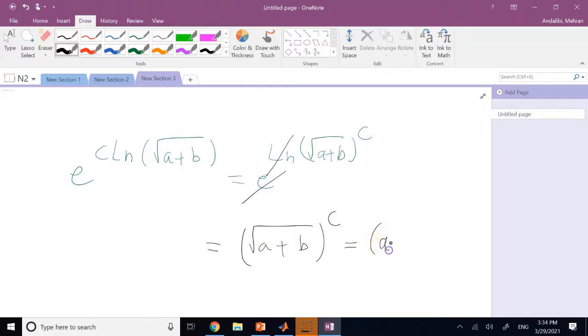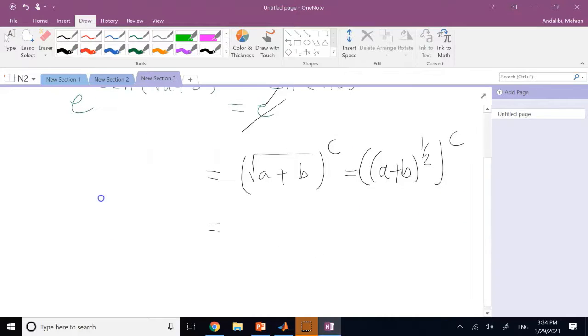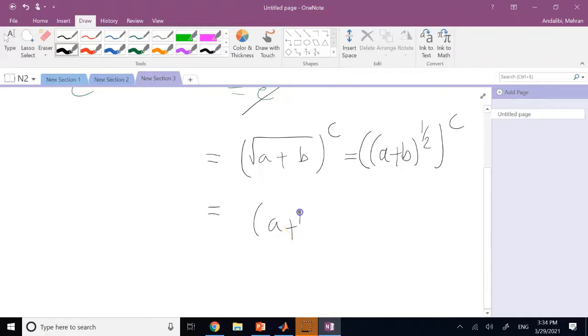And this is like a plus b to the power 1/2. That's the square root, then to the power c. So you'll get what? A plus b to the power c over 2. Right? So it did all the simplifications for you. So the simplify command many times can do a little bit of algebra for you. Okay? It's relatively useful.